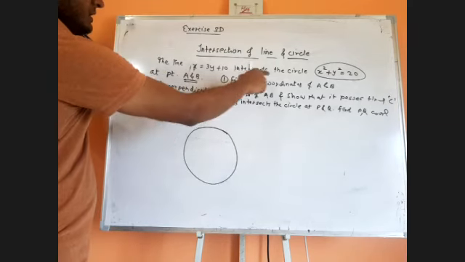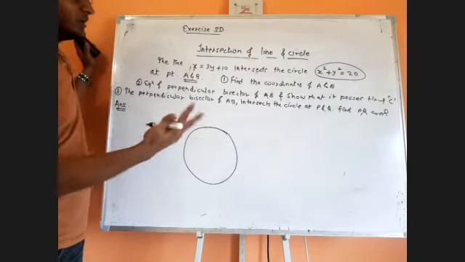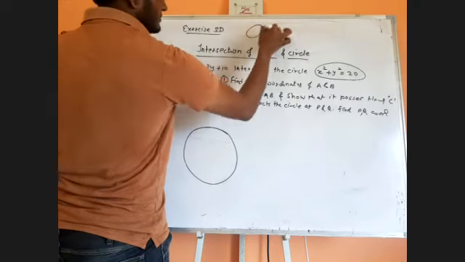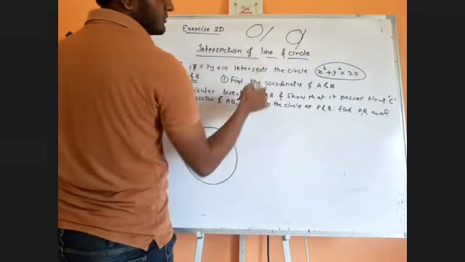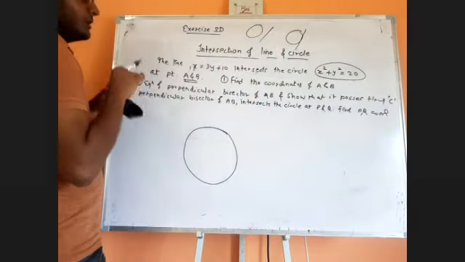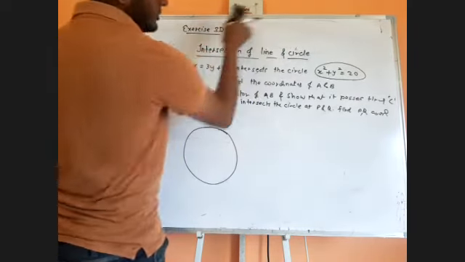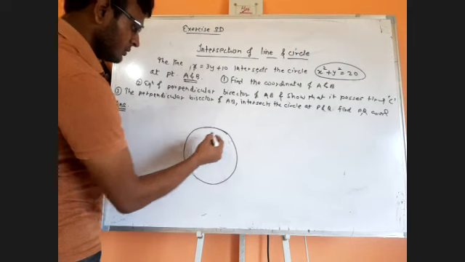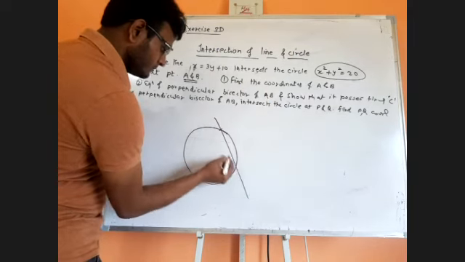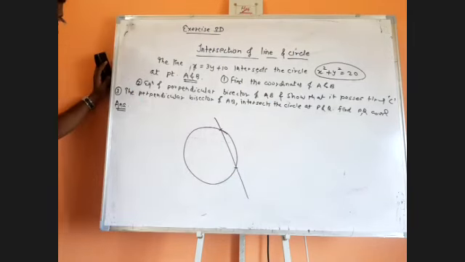This line intersects the circle at 2 points. We are already given that it is 2 points. So it is not intersecting at 1 point or no point. It is intersecting at 2 points. So obviously we will get a quadratic equation involving the 2 points. Clear?